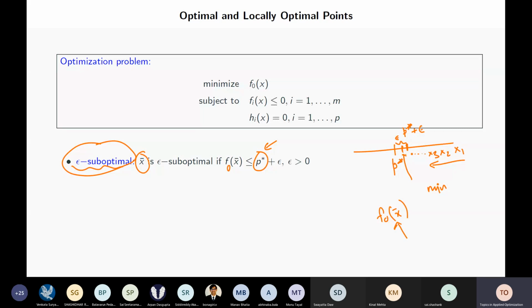Because I already don't know p star. So if I don't know p star, then how will I know that my solution is epsilon distance from p star? In other words, how will I know that I have found some x bar which is epsilon distance from p star, because I don't know p star anyway, right? So this will look a little bit paradoxical right now, but we will see. Okay, there are ways to find some bound and so on.